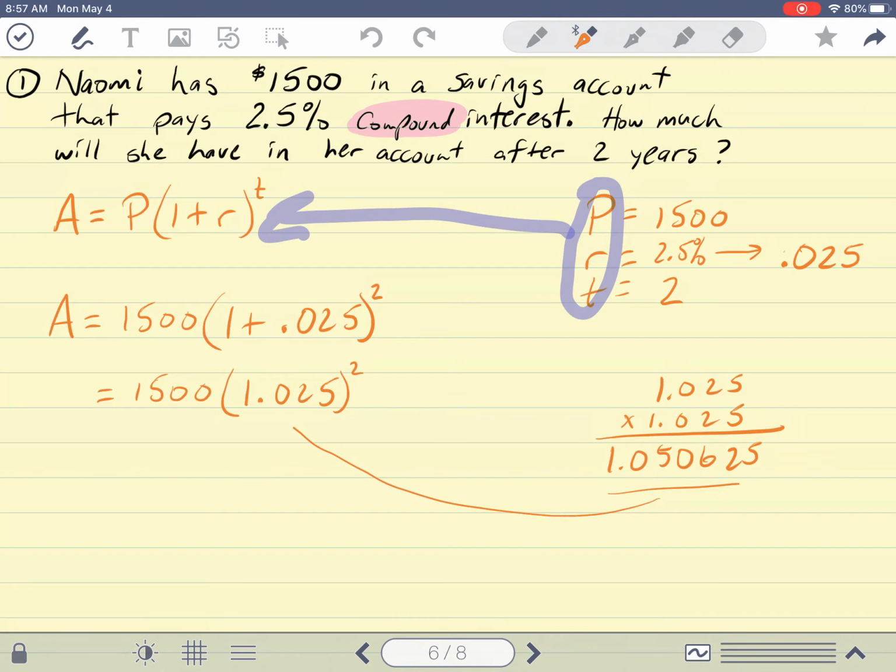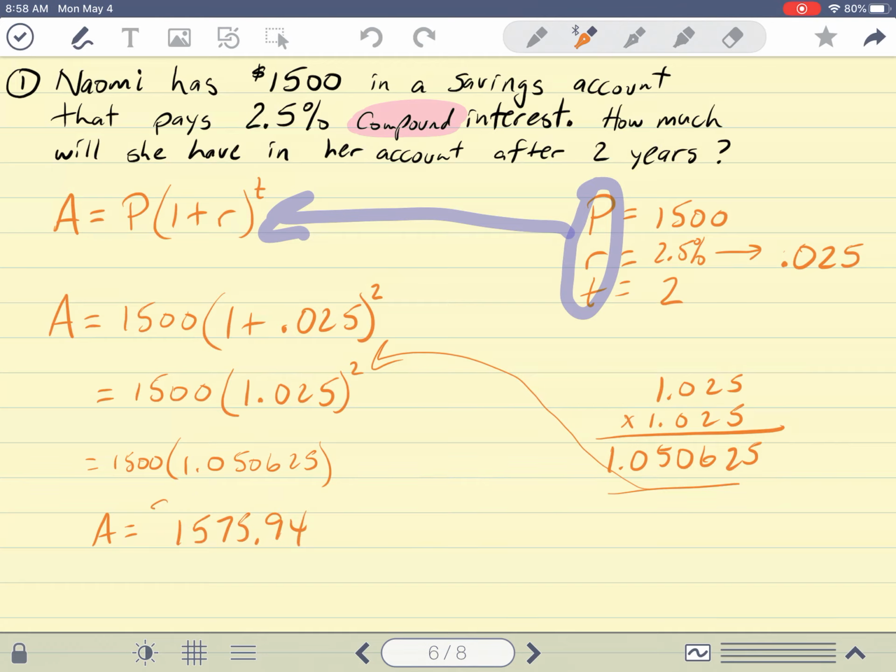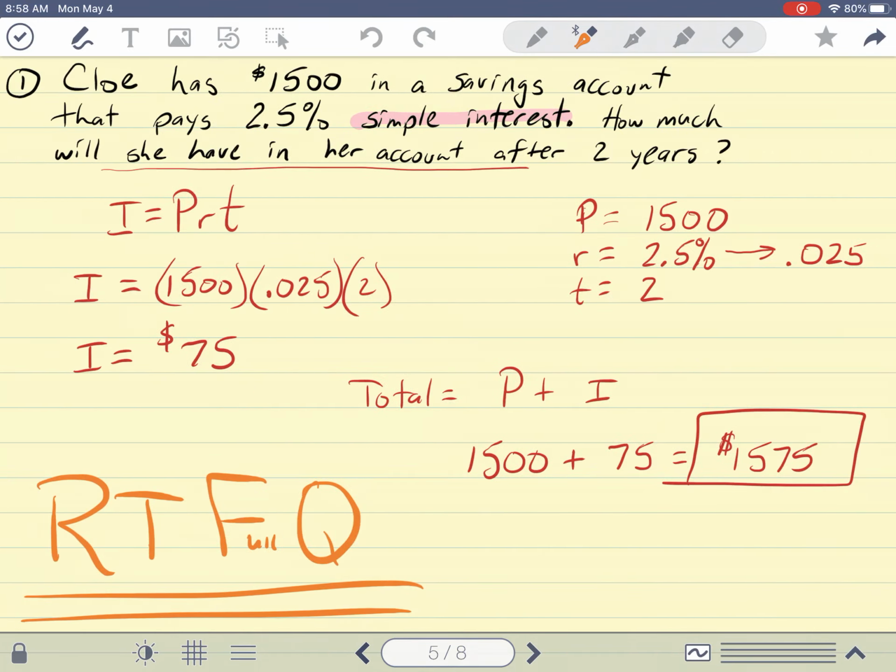So now you're going to take this value and put it in here. You're going to say 1,500 times that value, 1.050625. What that's going to give you, that A is going to give you, is 1,575.94. That's 94 cents extra. Look at that. $1,575.94.